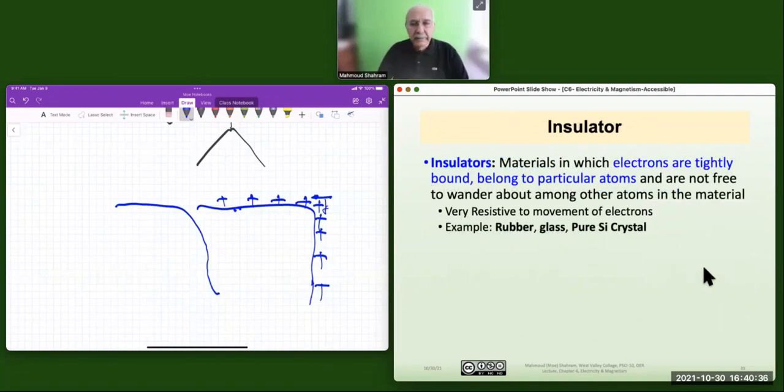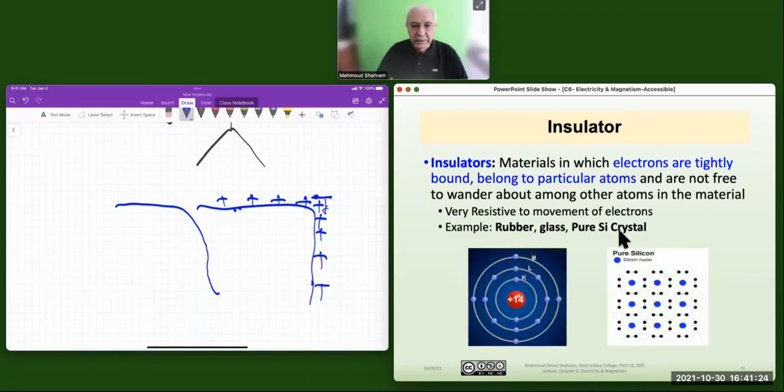As I said, in the atomic structure of insulators, such as rubber, plastic, glass, or pure silicon, as I mentioned earlier, all the outermost electrons are tightly bound to the nucleus, and they cannot be taken away easily because of the electrostatic force, the Coulomb force between the electrons and nucleus. They hold each other pretty tight. So let's take silicon, for example.